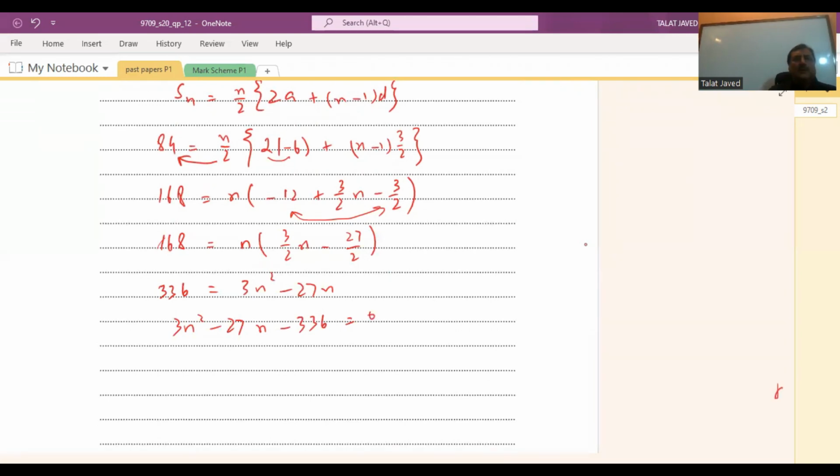So by calculator, you can find n is equal to 16 and n equal to minus 17. The number of terms must be positive. So therefore n is 16.